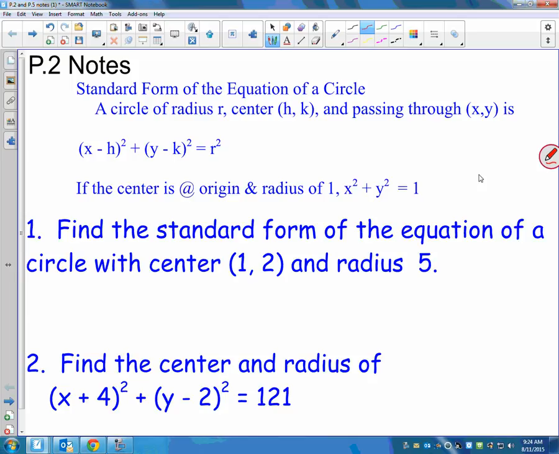Remember that in the formula, it's minus h and minus k. So the center, this is h, this is k. So I'm just going to plug that in, and that's just going to be (x minus 1) squared plus (y minus 2) squared equals, and it's the radius squared, so don't write 5 squared, right? Yes, it is 5 squared, but you know 5 squared is 25, so work it out. Write 25 here.